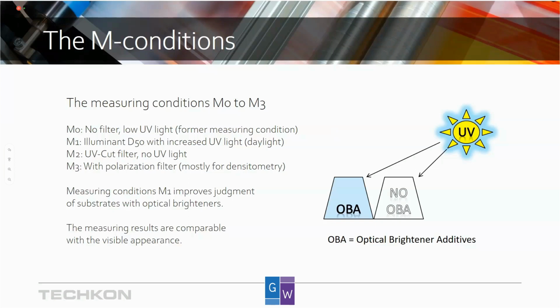The advantage of measuring condition M1 is that it improves the judgment of substrates with optical brighteners. That means the measurement results are comparable to what we see with our eyes, that means the visible appearance.